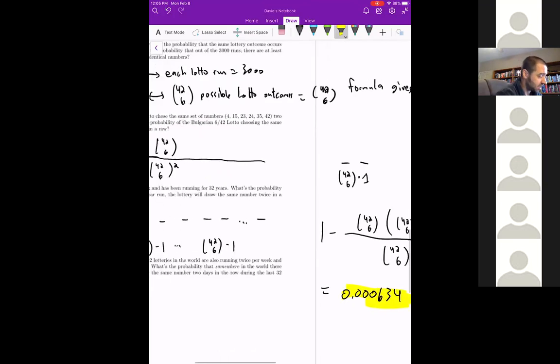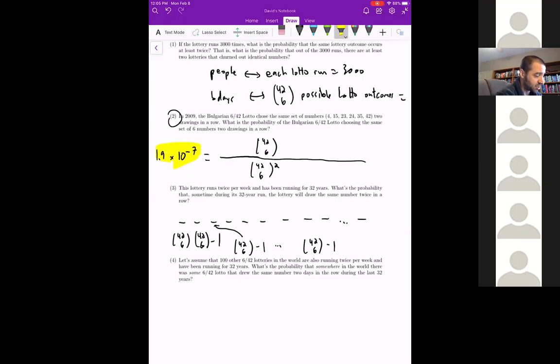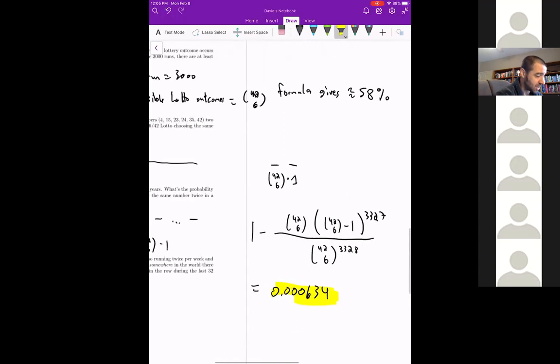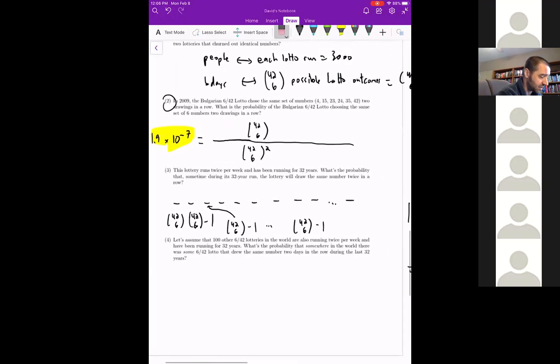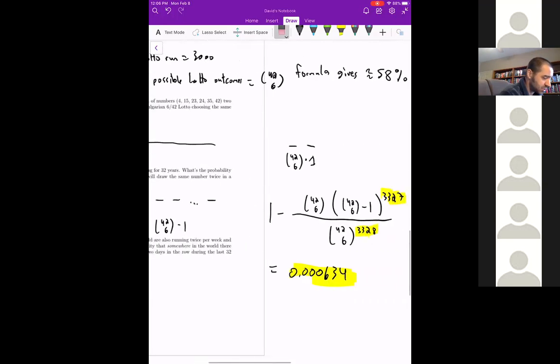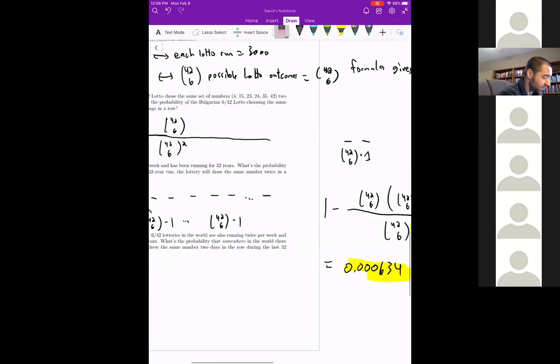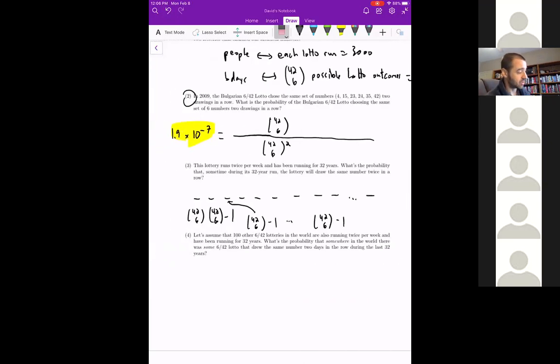And of course, if you let this lottery run, I said twice a week for 32 years, what if it runs daily for 50 years? Then these numbers up top just keep getting bigger and bigger, and this corresponding probability will keep getting bigger and bigger. That number will actually limit to 1. If you let this lottery run for millions of years, you'll eventually see 2 in a row. This last question I'm not going to do for the sake of time, but instead of 3,328 runs, you just have way more runs because you have lots more lotteries running. It's the same idea.